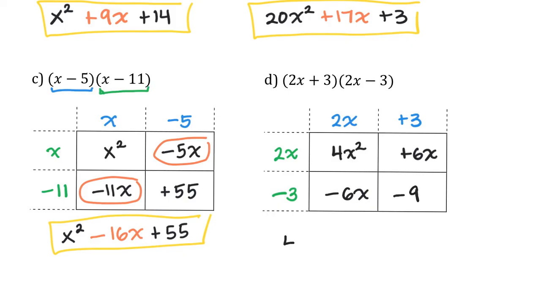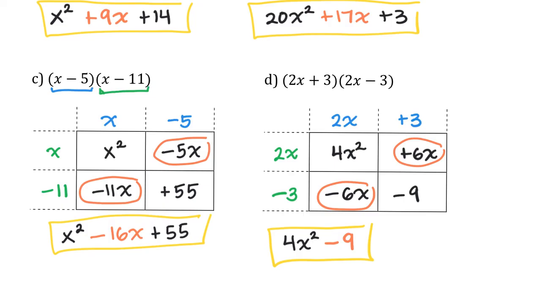Okay, let me bring down the 4x squared. Okay, now let me look at my like terms. I have 6x minus 6x. 6x minus 6x is 0 x's, so the x's are actually completely canceled. So let me just bring down the minus 9. Okay, this is my final answer. This is a good answer.